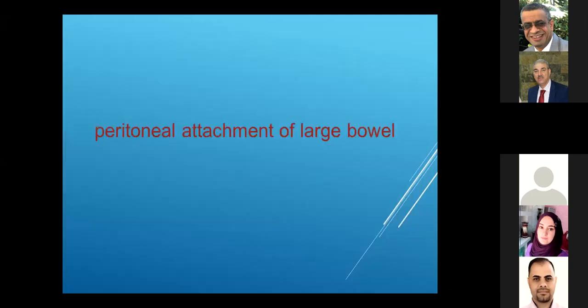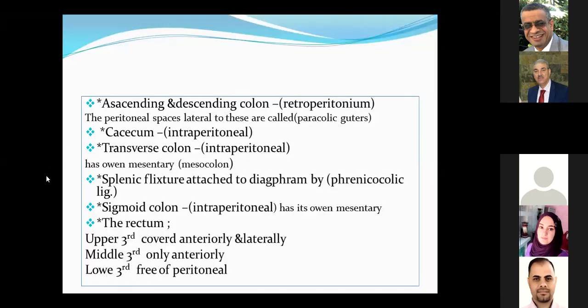Peritoneal attachment of the large bowel. The ascending and descending colon are retroperitoneal, covered anteriorly only by peritoneum. The peritoneal space lateral to the ascending and descending colon is called the paracolic gutter, which acts as a route for transmission of infection in the peritoneal spaces. The cecum is intraperitoneal. The transverse colon is intraperitoneal and has its own mesentery, the mesocolon.